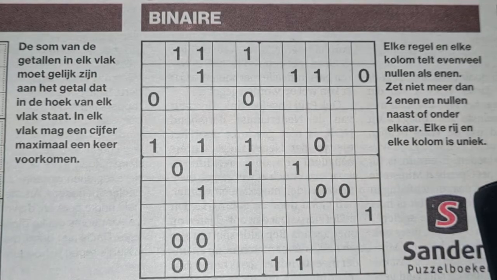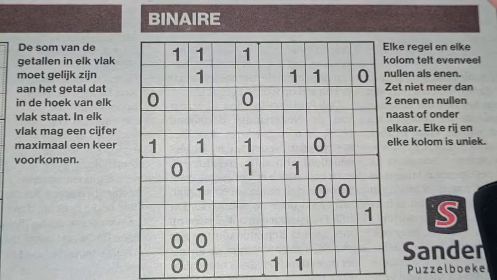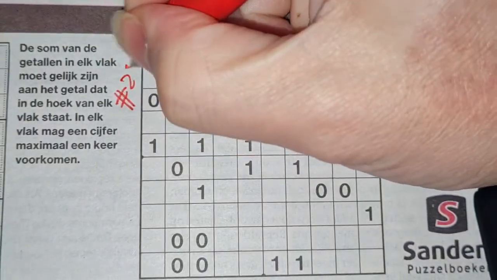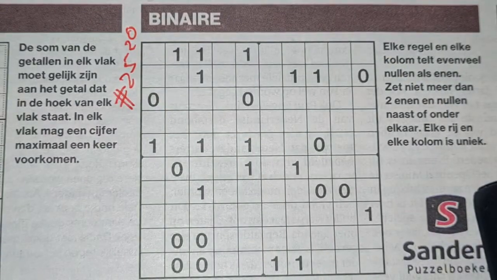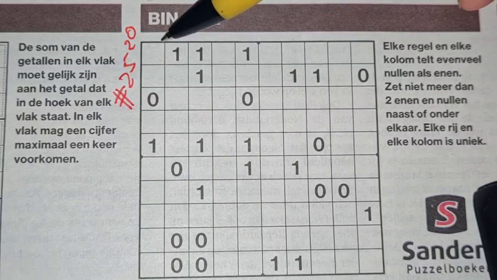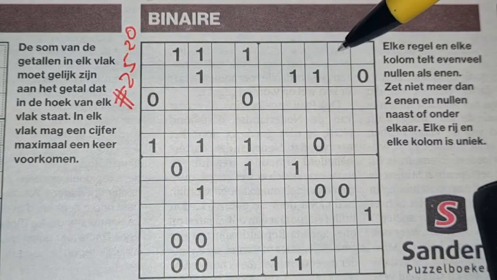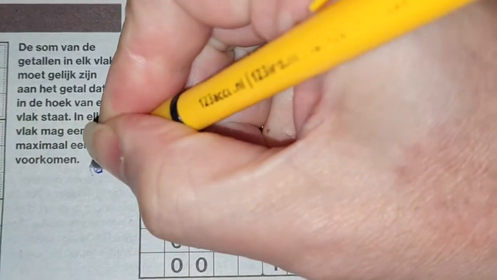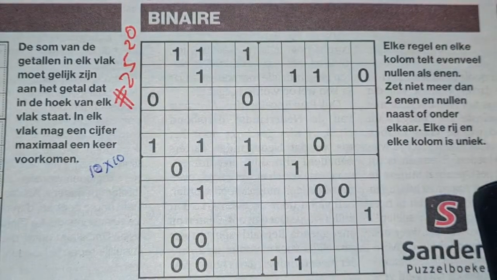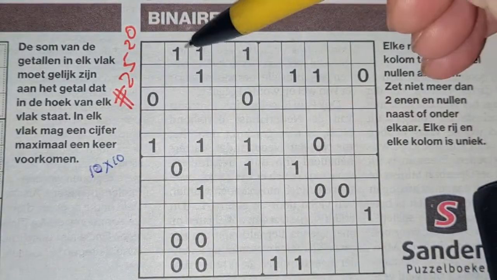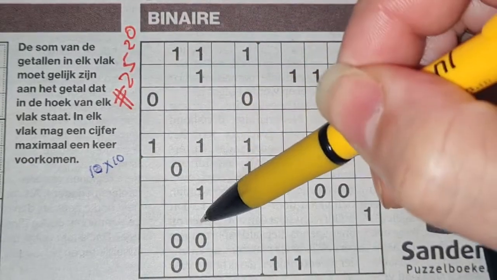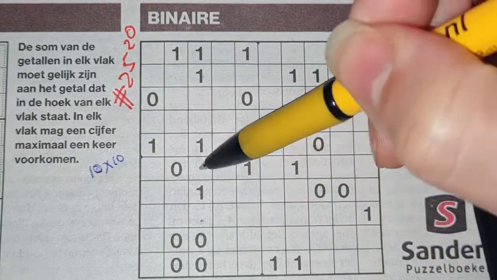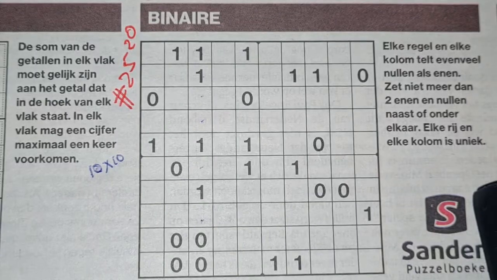And the first one is a binary one, and this one will be number 2520. And what kind of binary puzzle is this one? 1, 2, 3, 4, 5, 6, 7, 8, 9, 10. It's a 10 by 10 binary puzzle. That means in a row or in a column, there are always 5 1s and 5 0s. Alright, so let's get started.